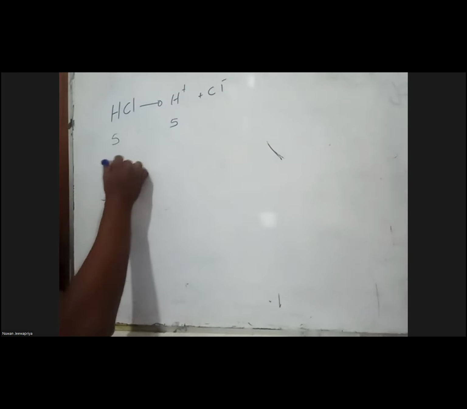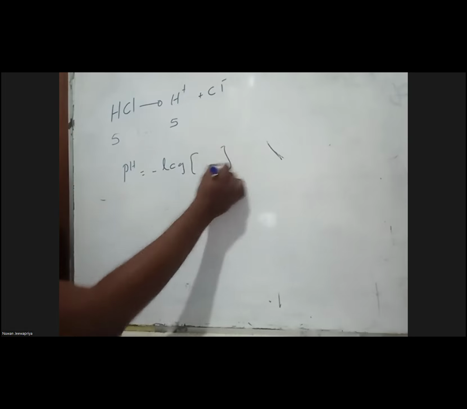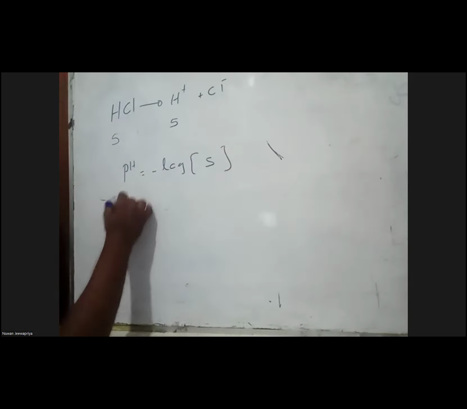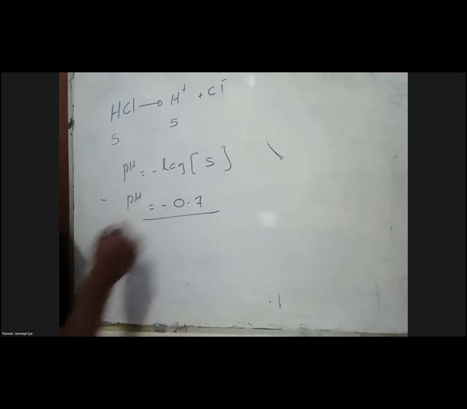And then now we apply the pH. pH is equal to minus log 5. So pH is equal to what? Right, so pH is equal to minus 0.7. If you use the calculator, you will see that the answer is that.